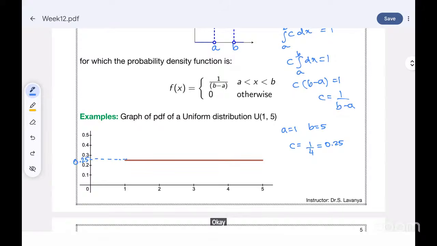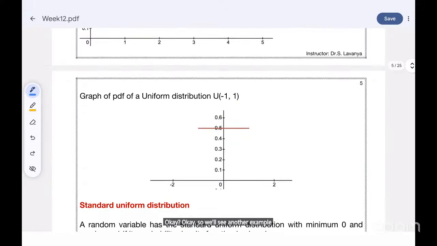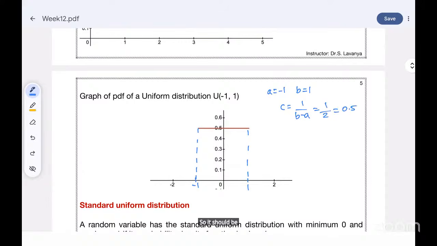Okay. So we'll see another example. The graph of the PDF of a uniform distribution now between -1 and 1. For -1 to 1, now your A is -1 and B is 1. So your C is again 1 by B minus A, so 1 by 2. So it should be 0.5. Okay, so that is the PDF of a uniform distribution function. I hope it is clear for everyone.